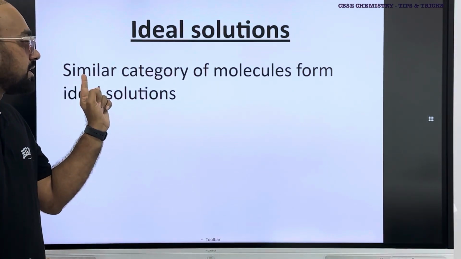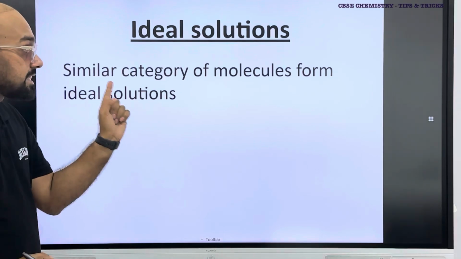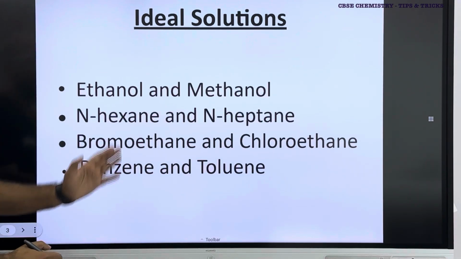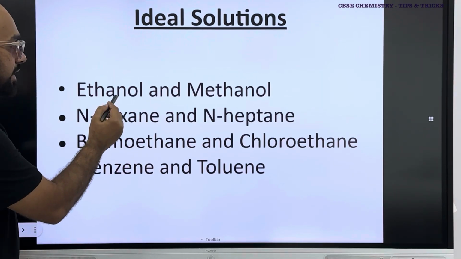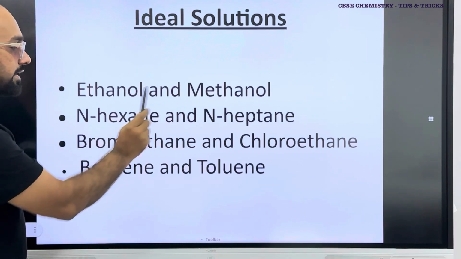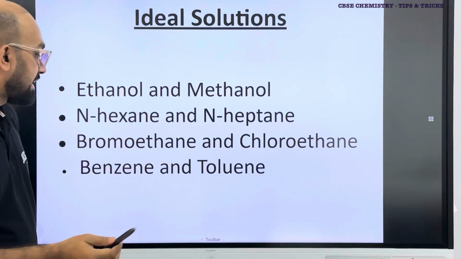See, this is the trick. Similar category of molecules form ideal solution. Let us have a look. See, ideal solution here, right? You can see methanol and ethanol. Both are alcohols, similar category, right? Hexane, heptane. Same, both are alkanes, similar category.